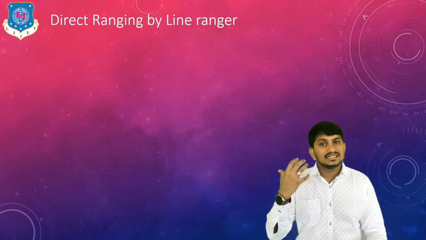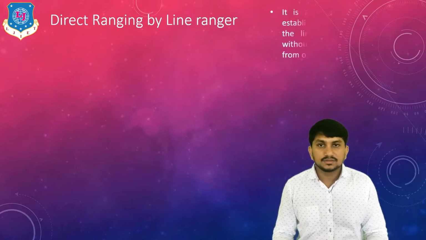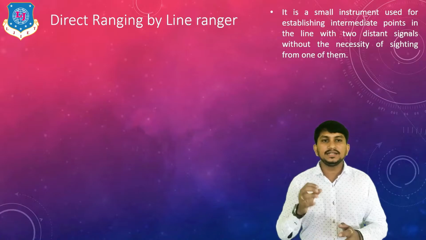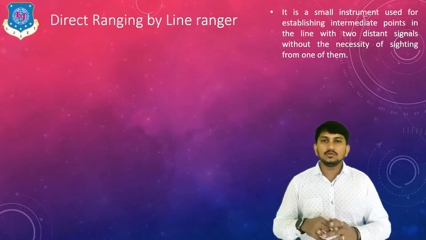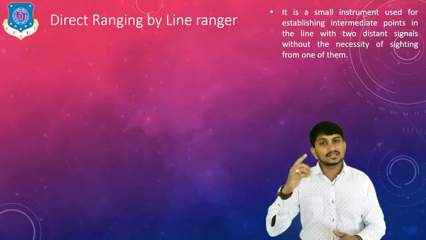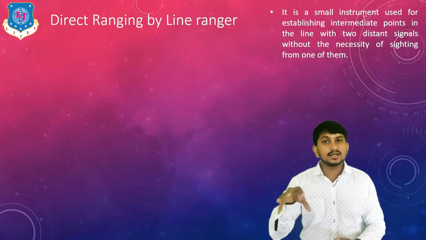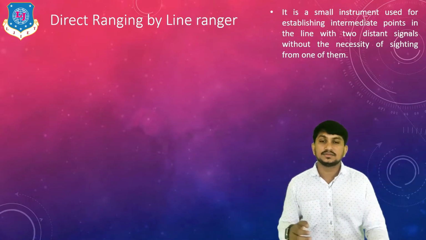Now we will see the second method of direct ranging, which uses a line ranger. It is a small instrument used for establishing intermediate points in the line with two distant signals without the necessity of sighting from one of them. In the first method, we have to go to the end stations, station A and station B. Here, in this method, you can do ranging without going to the end stations.